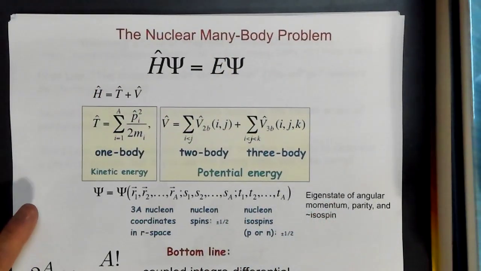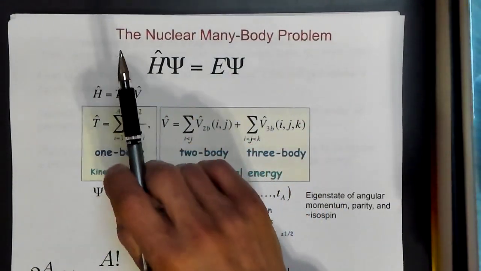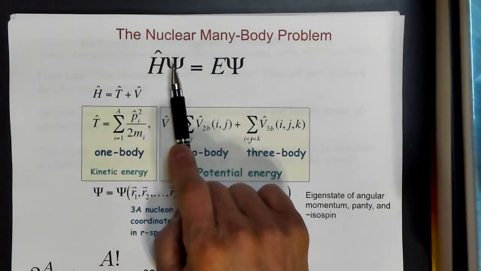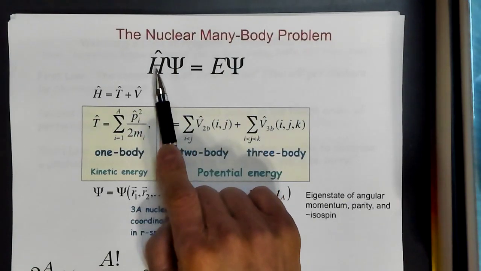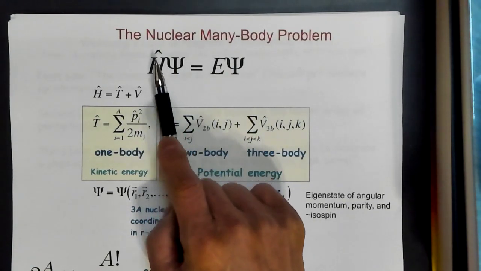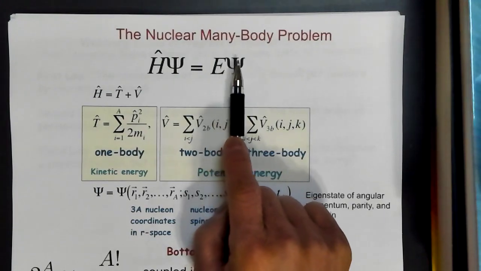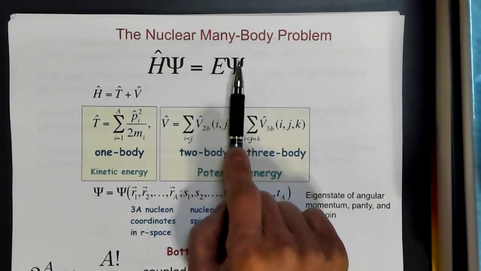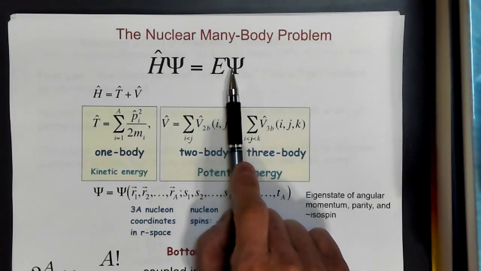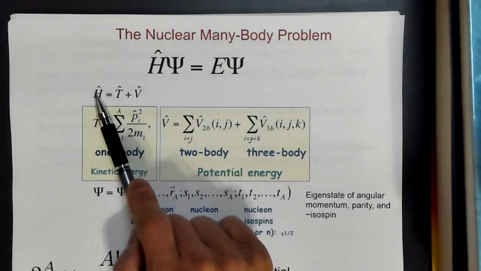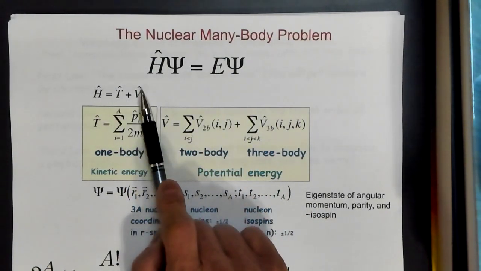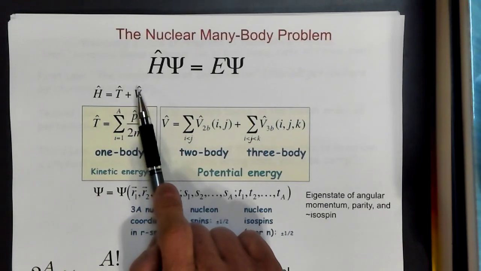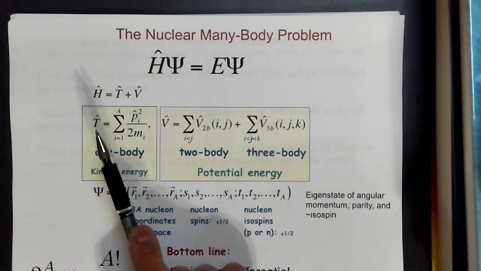The nuclear many-body problem is solving the Schrödinger equation. Psi is the wave function, H is the Hamiltonian, the little hat means it's an operator, and E is the energy, so this is an eigenvalue problem, or the time-independent Schrödinger equation. The Hamiltonian has two parts to it, a kinetic energy and an interaction, or potential energy.